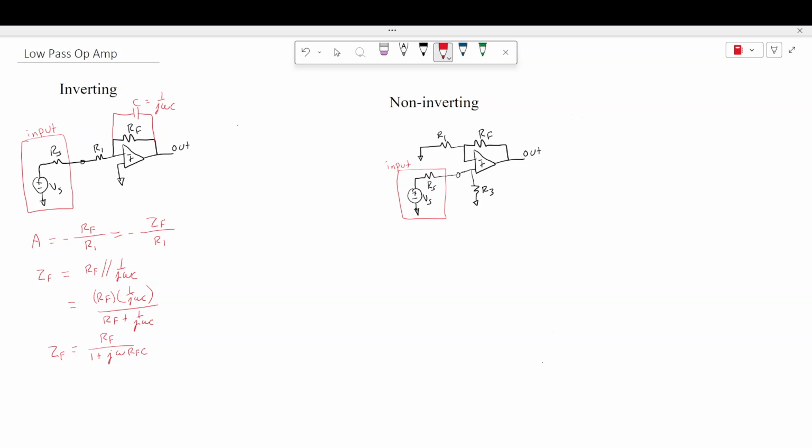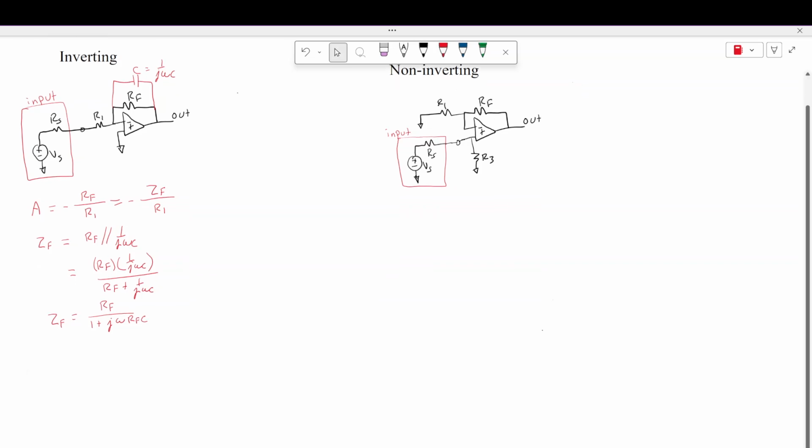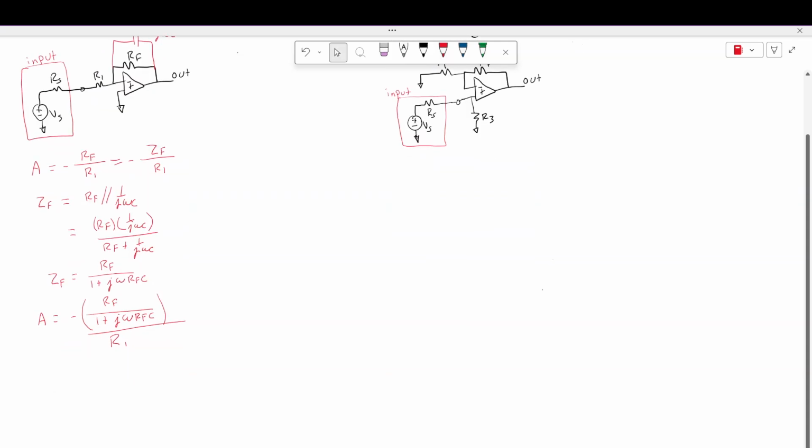So now we're going to plug this ZF into our gain, and we get A is equal to minus RF over 1 plus j omega RF times C, all divided by R1. So now we're going to multiply the top and bottom by the 1 plus j omega RFC, and we get minus RF over R1, 1 plus j omega RFC is our gain.